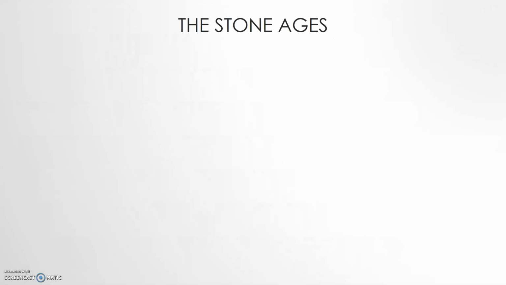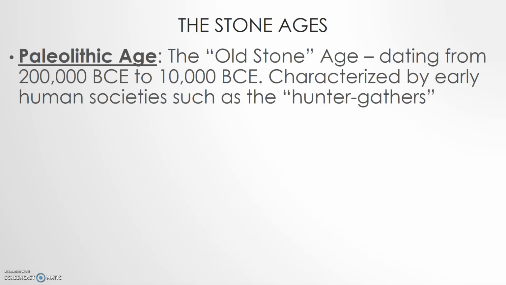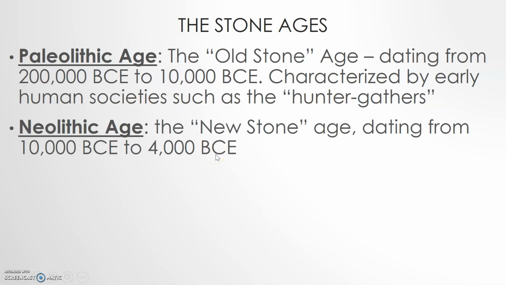So the Stone Ages, just some more overview terms here. Paleolithic age, Paleolithic meaning Old Stone Age. This is from about 200,000 BCE to 10,000 BCE, which is where you get great change in humanity. That's why we cut it off at 10,000 BCE. This is all prehistory era. And this is where you had early human societies, hunter-gatherers, which we'll look at.